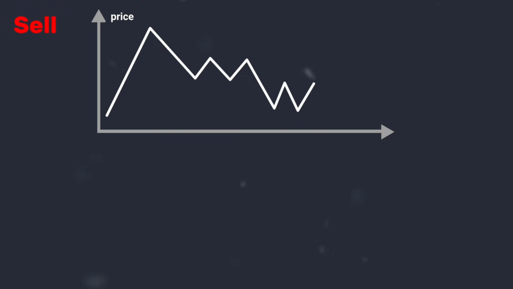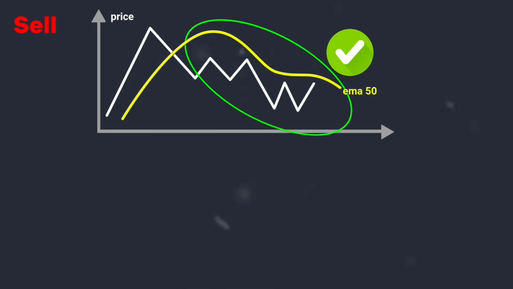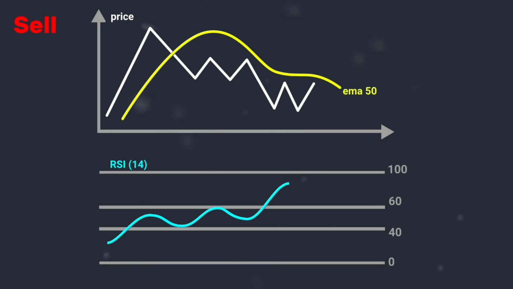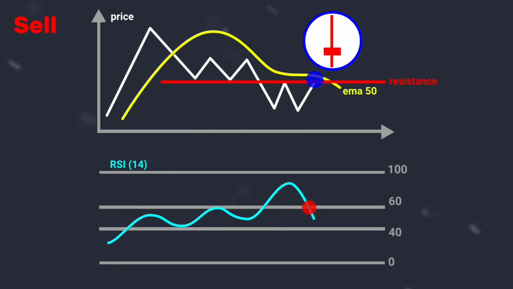For a sell, we start by checking the 50 EMA. If the price is below the 50 EMA, we then look at the RSI. When the RSI crosses below 60 and the price is at a strong resistance zone, it's a good setup for a sell. If a candlestick confirmation, like a bearish pin bar, appears as well, it gives us more confidence in the trade.